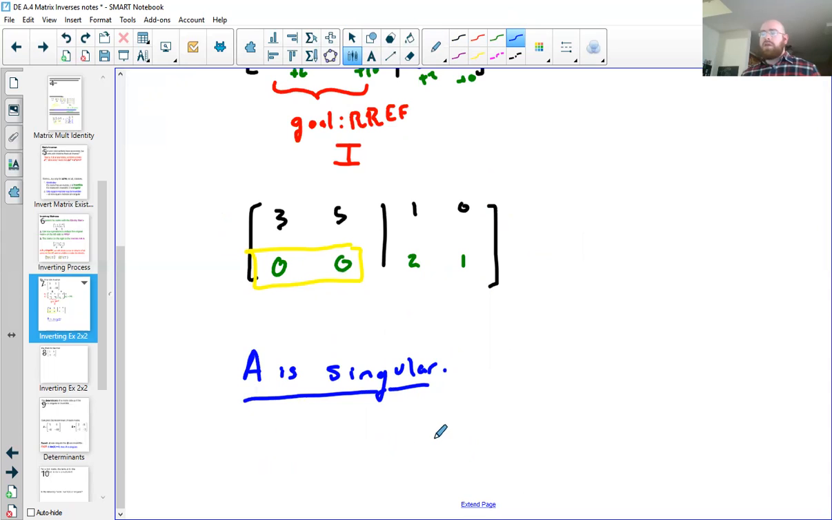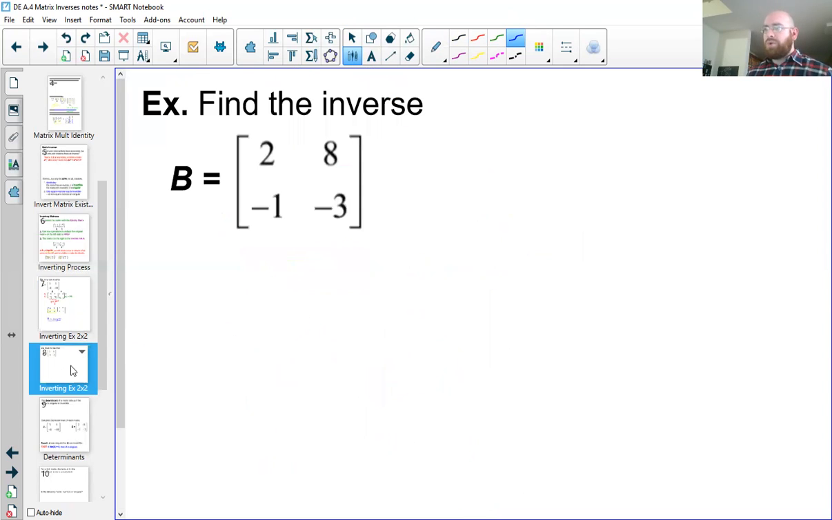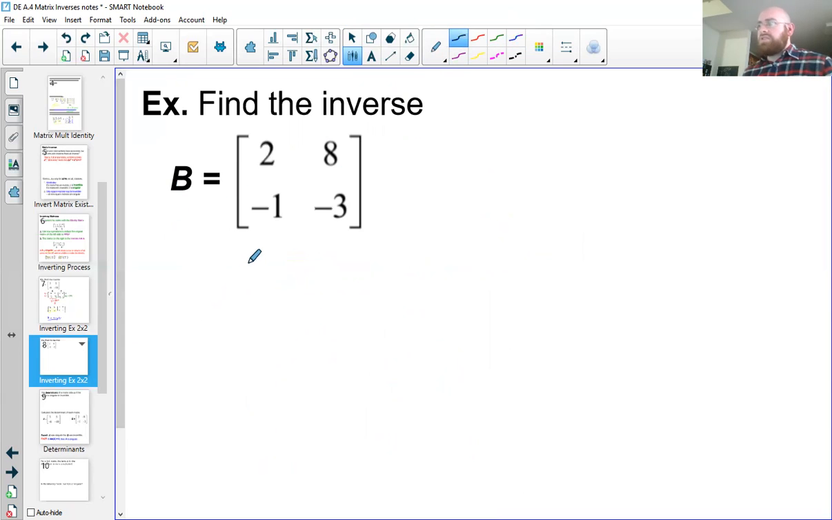There we go. So sometimes we can get to this step in only a couple steps, sometimes we can't. Perseverance is important when we're working with matrices. So let's do an example where I assure you there will in fact be a matrix inverse. So for B, we're once again going to start by augmenting our matrix.